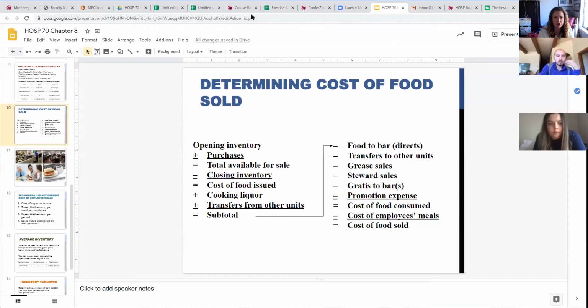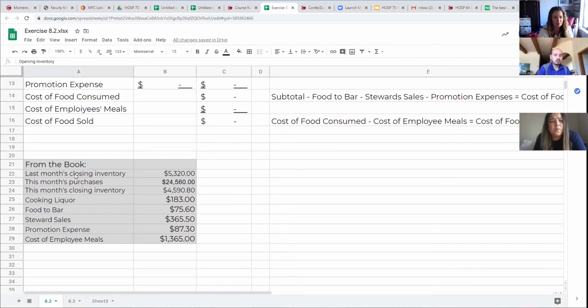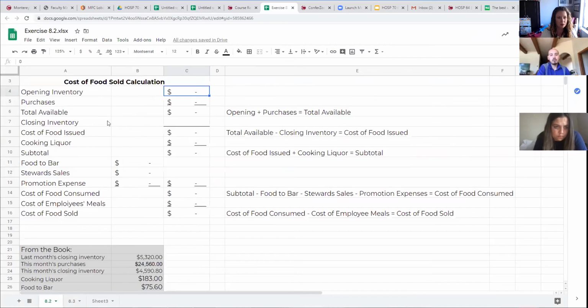Okay, so I wanted to show you how to do the exercise. For 8.2, you're going to start with your opening inventory. If you scroll down, I gave you all the information. Last month's closing inventory is this month's opening inventory. Last month's was 5,320. And your purchases this month were 24,560.